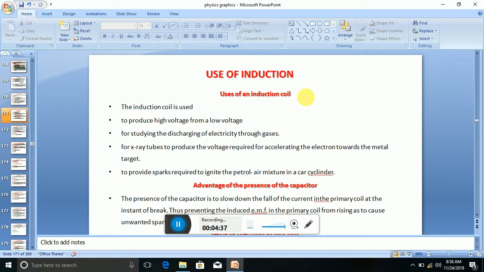Uses of an induction coil. The induction coil is used to produce high voltage from low voltage for studying the discharging of electricity through gases. For X-ray, to produce the voltage required for accelerating the electron towards the metal target. To produce sparks required to ignite the petrol air mixture in car cylinder. So that is one of the major uses.